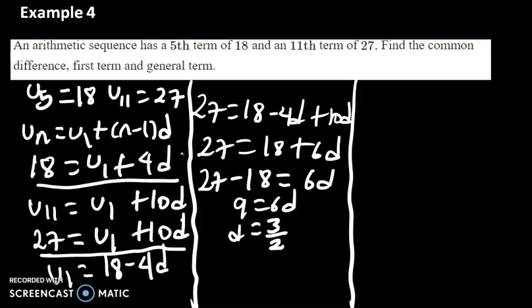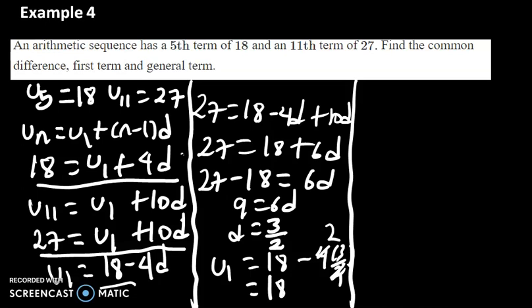Our job is still not done. We have to find u1 from this equation right here. So 18 minus 4 times 3 over 2. With 2, 1, with 2, 2. 2 times 3, that is 6. So 18 minus 6, then u1 becomes 12.